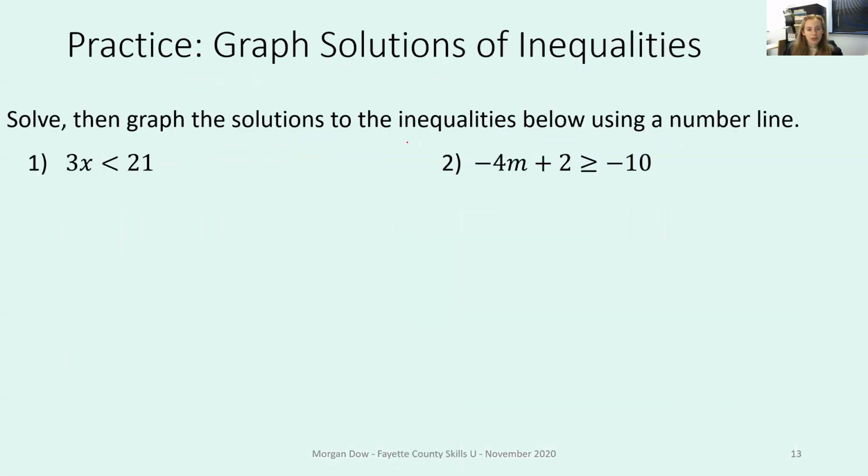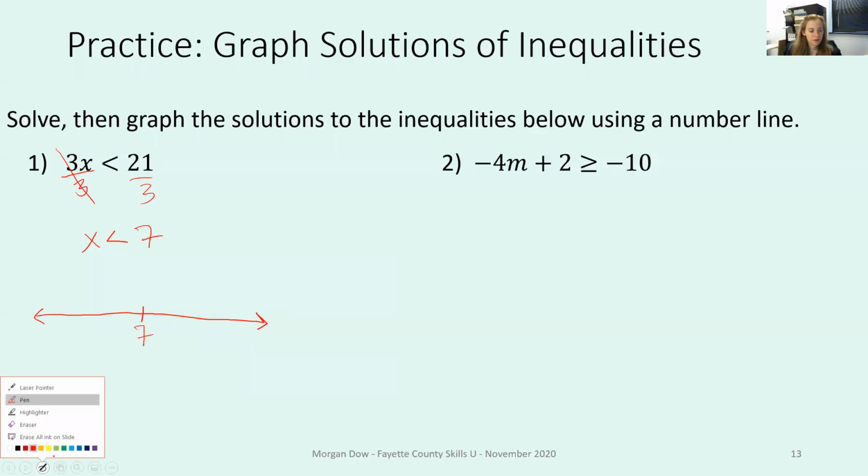So we're going to solve and then graph the solutions to the inequalities using a number line. We've actually already solved these inequalities today, so I'm just going to show you what it looks like. So we get x is less than 7. Now I'm going to show that on a number line. We're talking about the number 7. It's going to be an open circle because we're not including 7, right? We're just going up to 7. And then we want to point to the numbers less than 7.